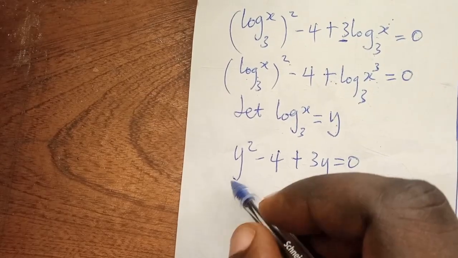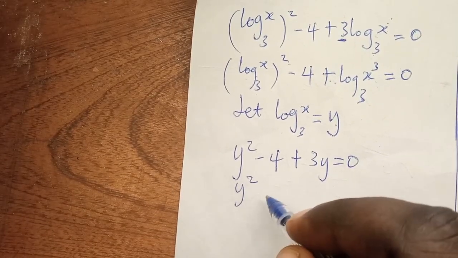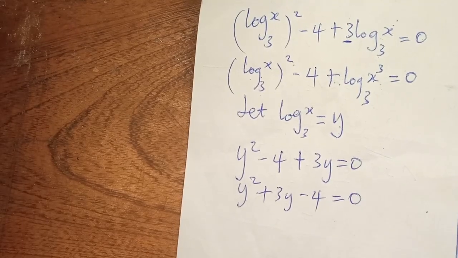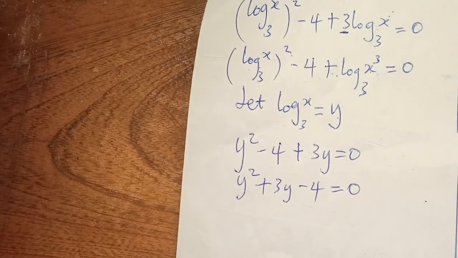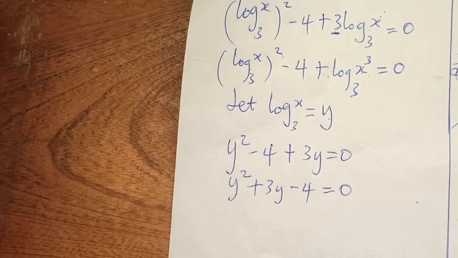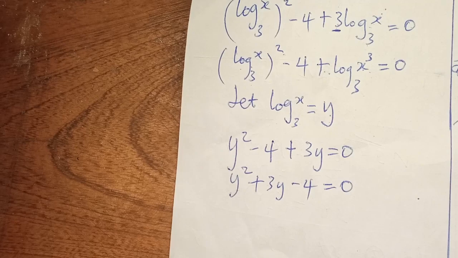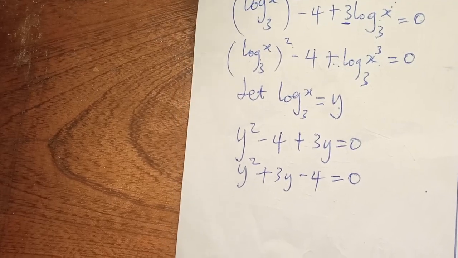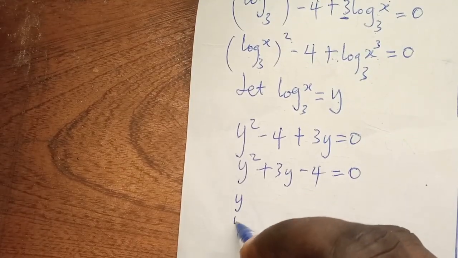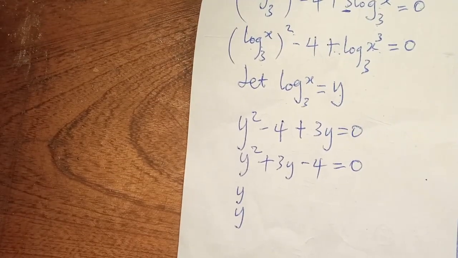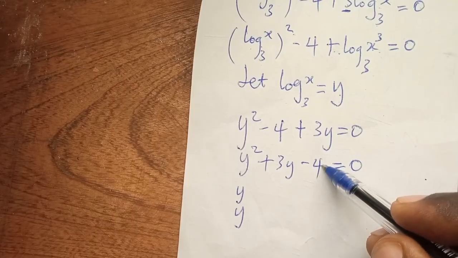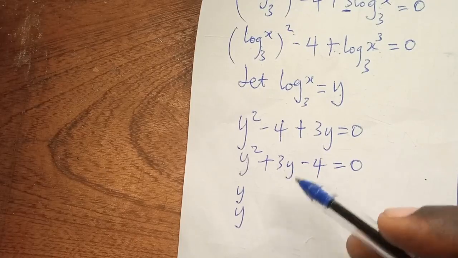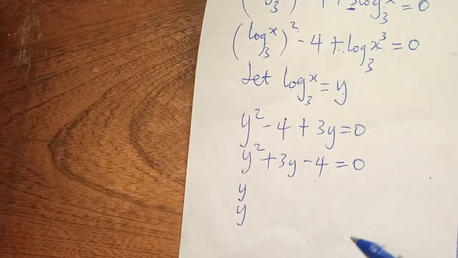So we can still say y squared plus 3y minus 4 is equal to 0. And we can factorize to get the value of y in this expression. If we factorize, we are going to have y and y, like this, for y squared. Then what minus what times what gives us the plus 3y? So we can say minus 1 times 4.